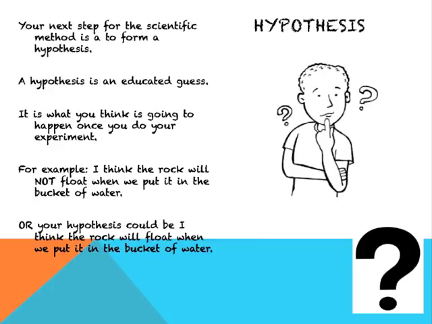Your next step is your hypothesis. You need to form a hypothesis. A hypothesis is an educated guess. It is what you think is going to happen once you do your experiment. For example, I think the rock will not float when we put it in the bucket of water. Or your hypothesis could be, I think the rock will float when we put it in the bucket of water.